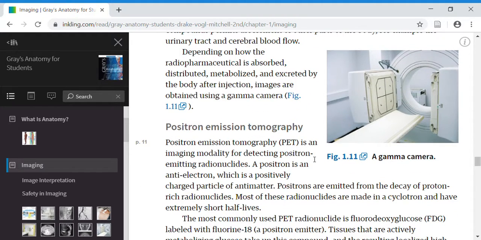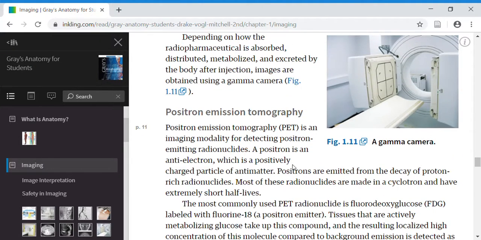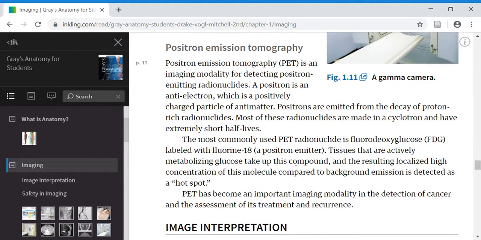Similarly, in positron emission tomography, radioactive substances are used. Positron emission tomography is an imaging modality for detecting positron-emitting radionuclides. A positron is an anti-electron, which is a positively charged particle of antimatter. The radio contrasting agents are fluorodeoxyglucose and fluorine-18.